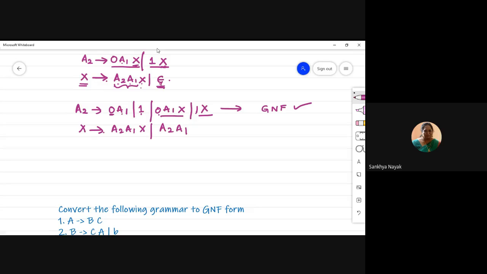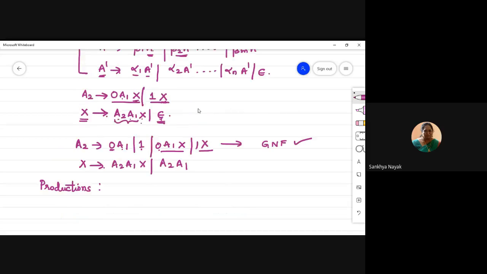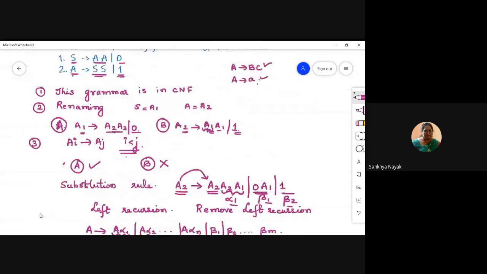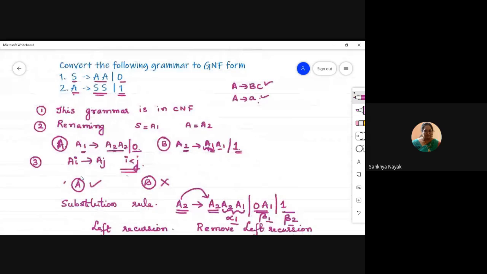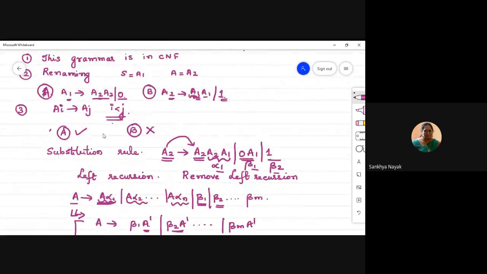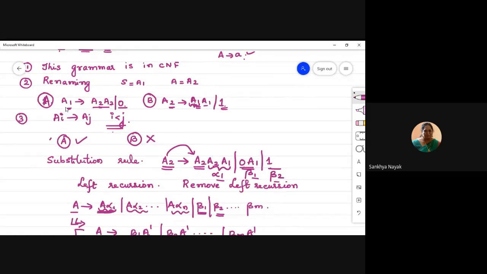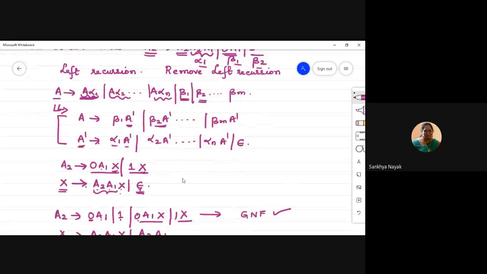Now, if you observe, what are the productions we have? I will rewrite them so that we don't forget. Currently, what are the productions that we are left with? If you see here, the first time, I said it's in CNF format, S derives AA. So when we renamed it, it became this: A1 derives A2 A2 or 0. So that will be one production.